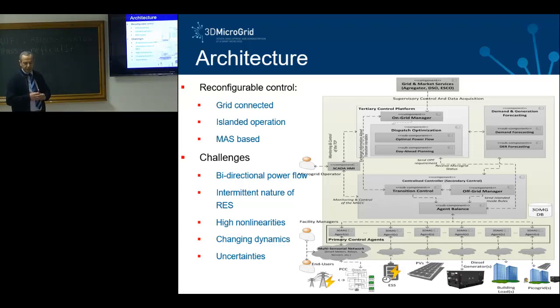It means that sometimes the macrogrid is connected to the grid, so this is grid-connected, and sometimes it's isolated. This is an isolated control operation that you have to maintain. And in fact, everything is based on a multi-agent system.